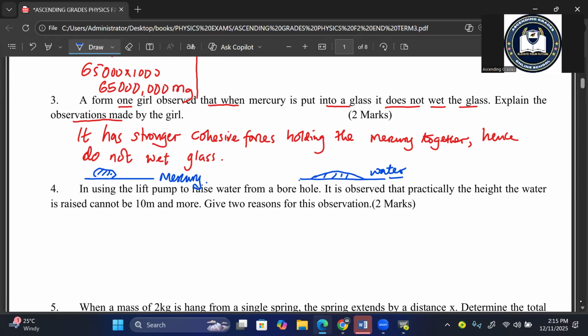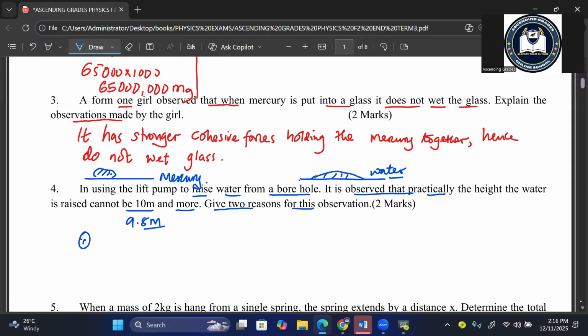In using a lift pump to raise water from a borehole, it is observed that practically the height the water is raised cannot be 10 meters and more. So you can talk of 9.8 meters, but not exactly 10 and above. Give two reasons for this observation.